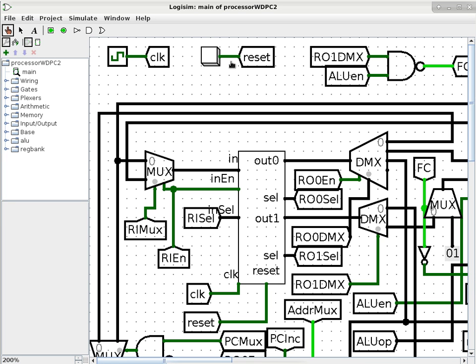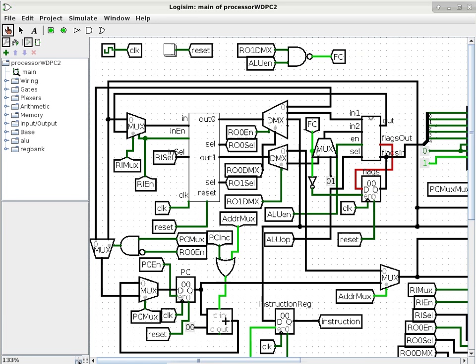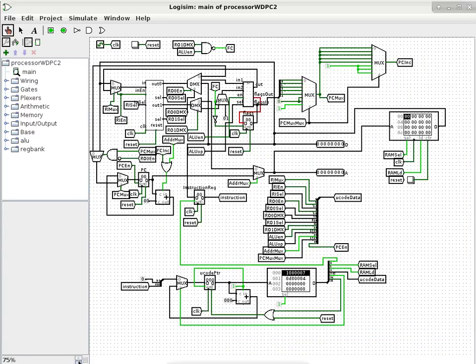Okay, this is what I want to show you because you'll be looking at this for the rest of this semester. Don't worry, you don't have to design it, it's already done. This is a processor. Actually, I take it back, this is a computer because this part is the memory and the rest is the processor itself.